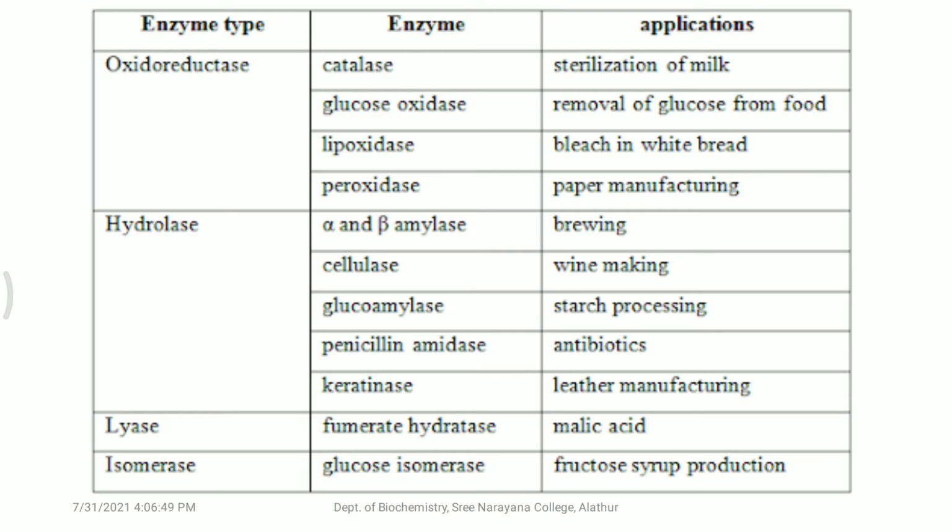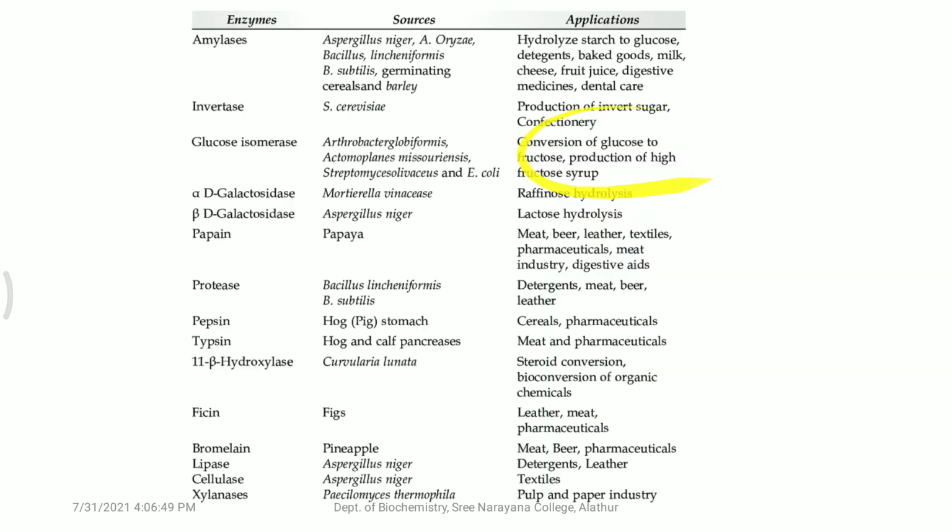Oxidoreductases are utilized for these types of applications. Catalase is used for sterilization of milk. Glucose oxidase is used for the removal of glucose from food materials. Lipoxidase is used for bleaching in white bread, etc.